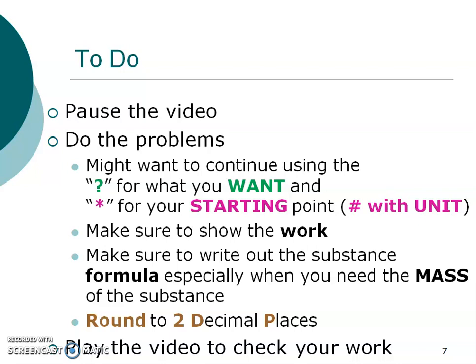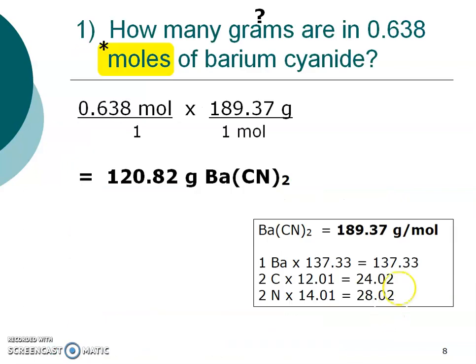Now, again, some of you are doing all of the problems at one time, and that's fine. Or you can do 2 or 3 at a time and play the video and make sure you're on the right track. All right, so at this point you should have paused and you should have at least done 2 or 3 problems to check your answer.